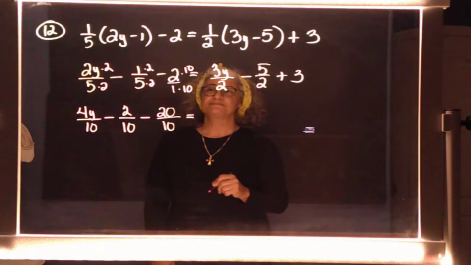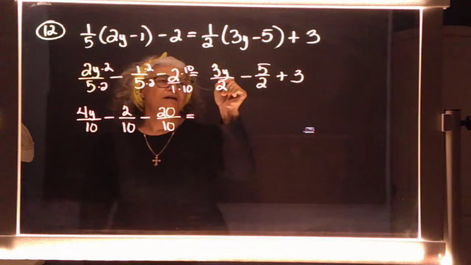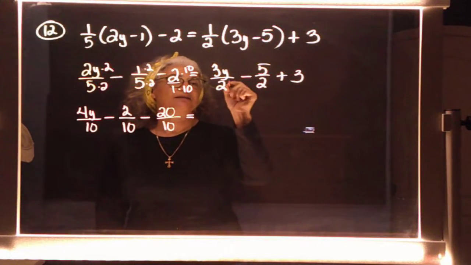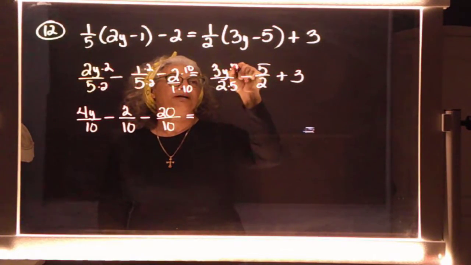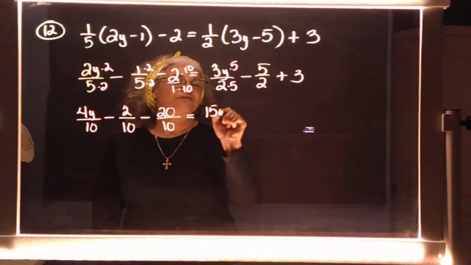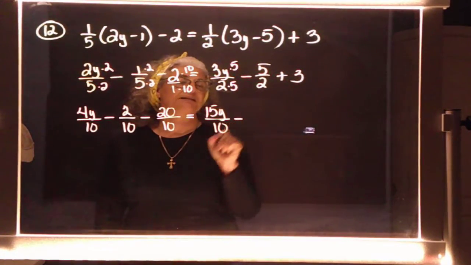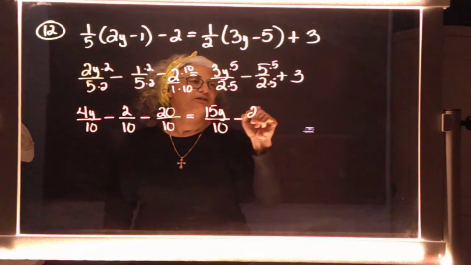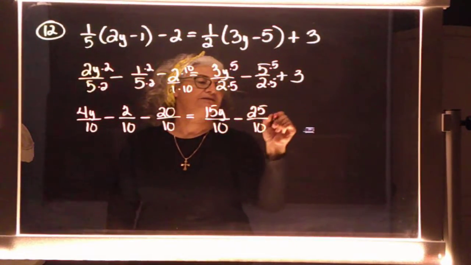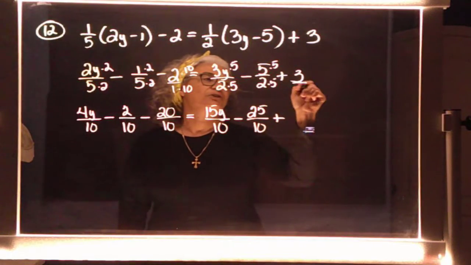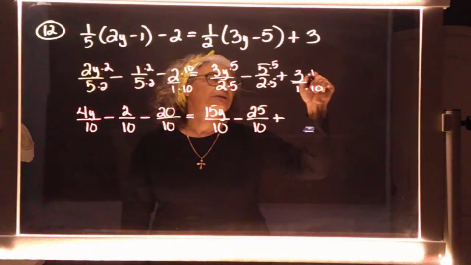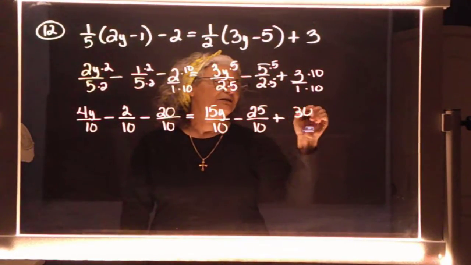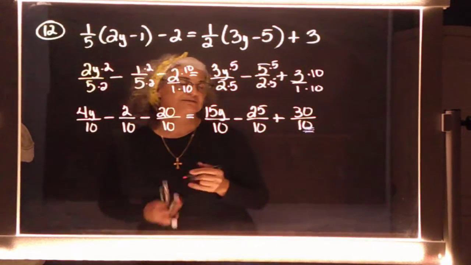So far, so good? Okay. This fraction, let's go on the right side. Yep, this one has to get multiplied by 5. So I have 15y over 10 minus, and this has to get multiplied by 5. So 25 over 10 plus, good, put that over 1, multiply top and bottom by 10, so we have 30 over 10. Agreed?